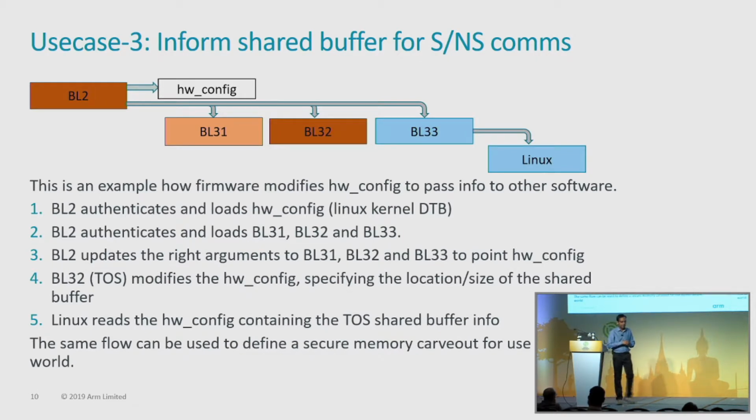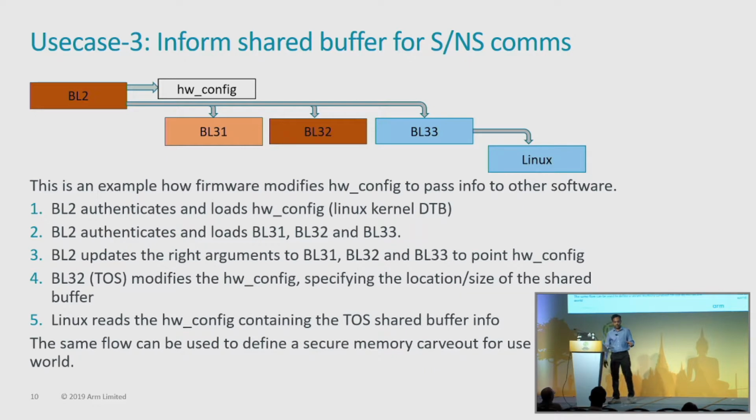This is another use case where we've seen a lot of people asking for this. When you have trusted OS and Linux communicating, you usually have a shared buffer between them, and the location of the shared buffer has to be communicated to Linux to use it. Typically, this is communicated using custom SMCs. This is one possible way where you can use dynamic configuration to share this information. You can have a property describing where the shared buffer is placed in memory, and then that can be populated into the Linux device tree, and then Linux gets that information.